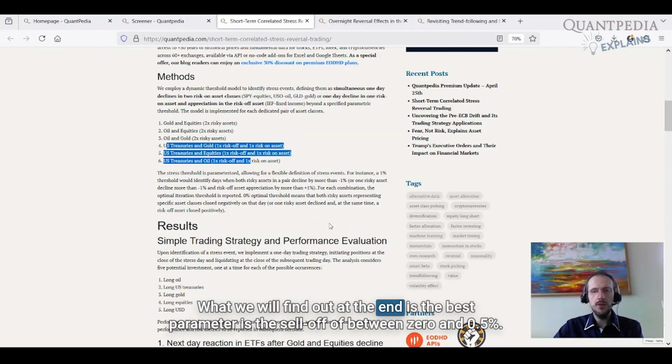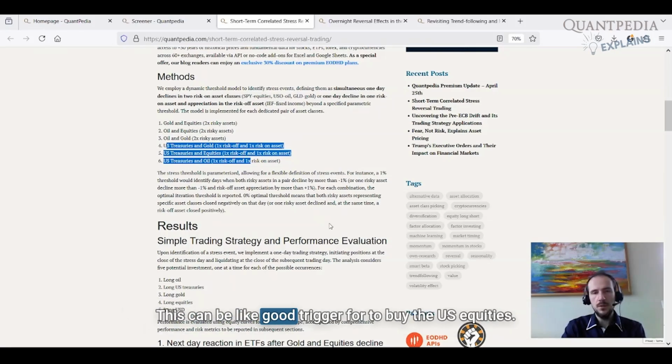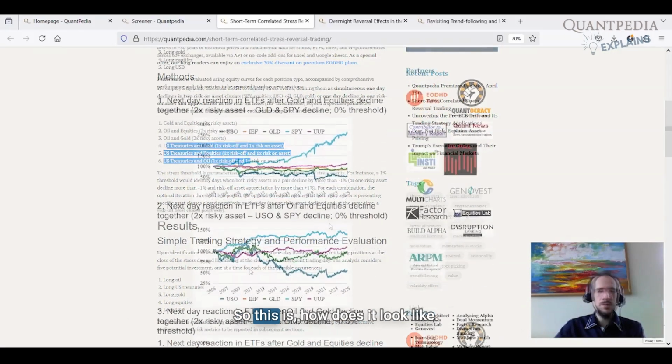What we will find out at the end is that the best parameter is a sell-off between 0 and 0.5%. So if there is a worse performance than -0.5% in the US equities, and at the same time there is a sell-off of -0.5% in oil, this can be a good trigger to buy the US equities. So this is how it looks.